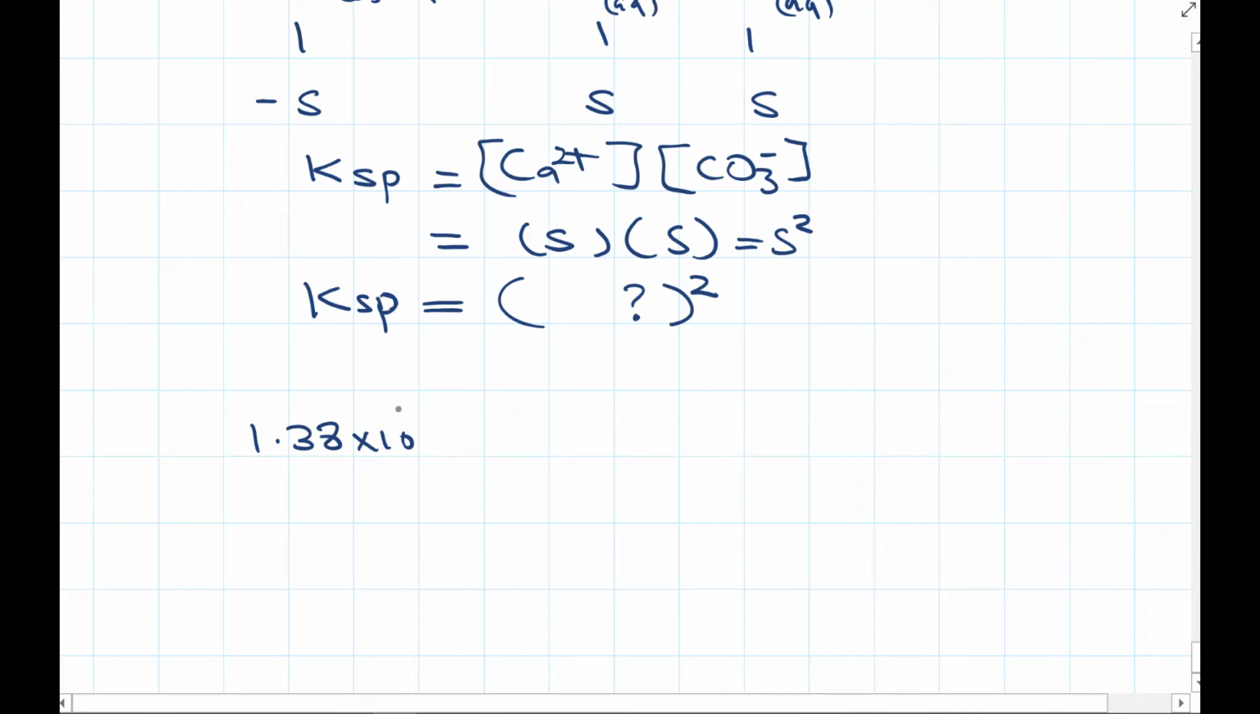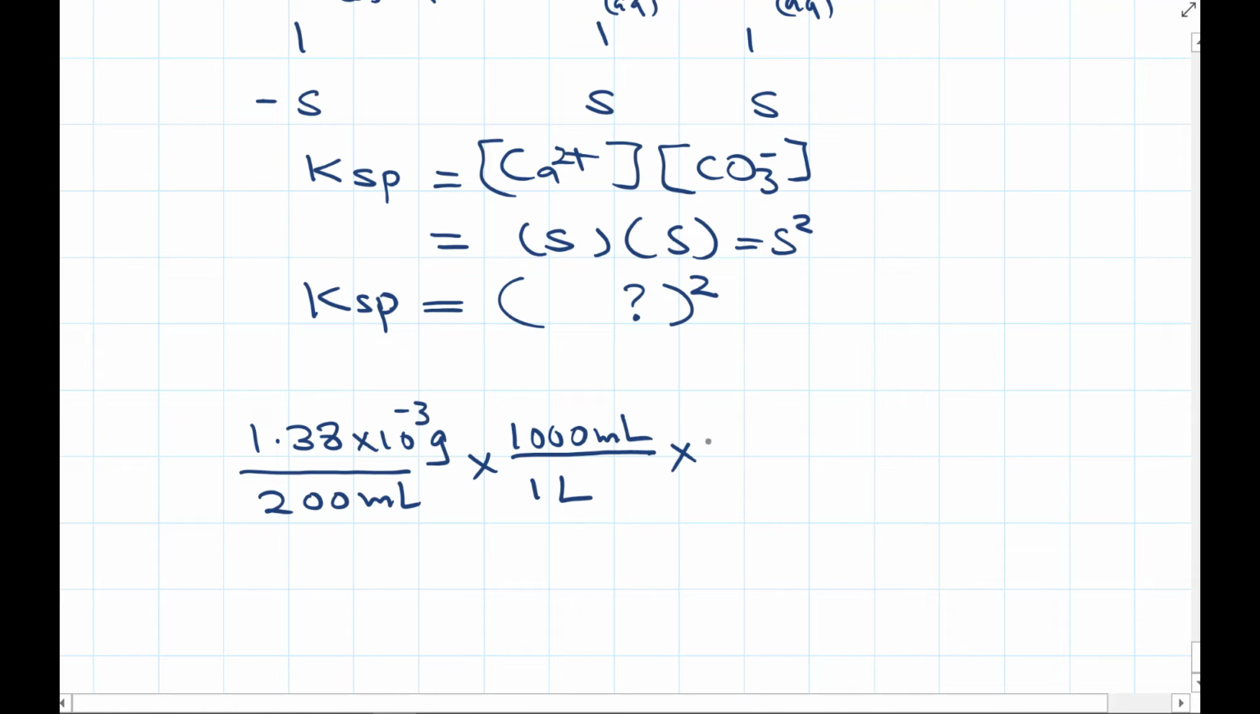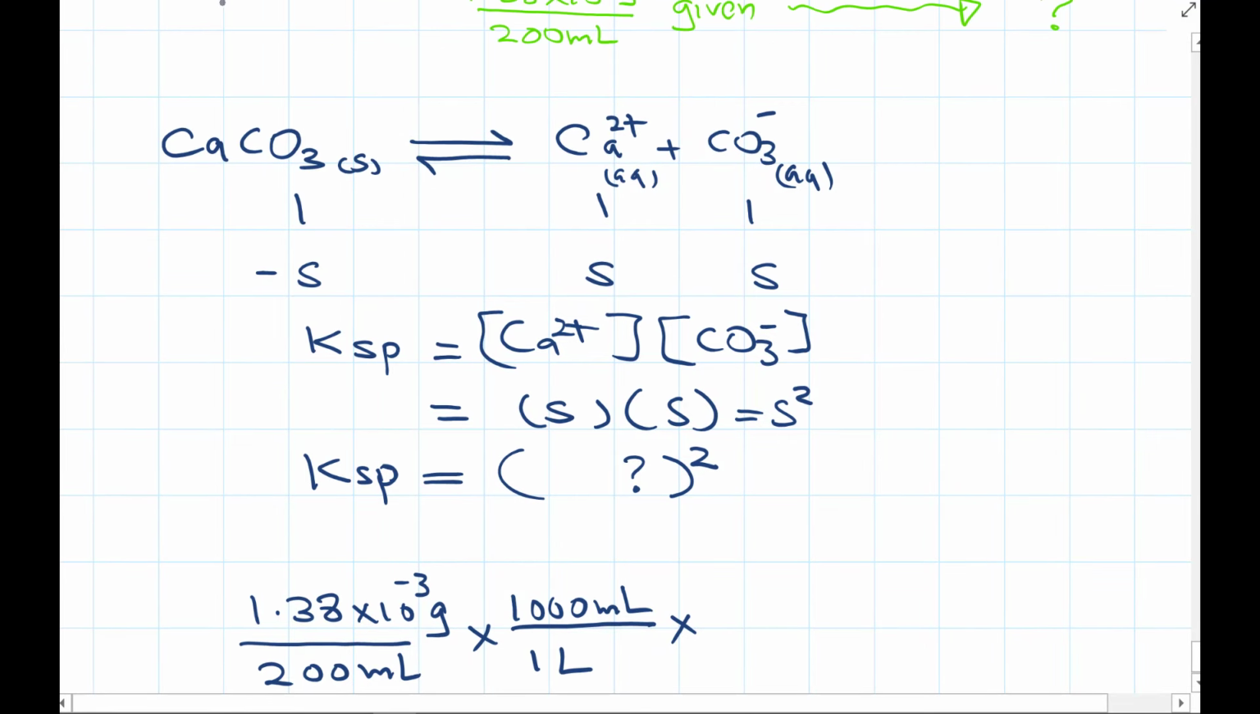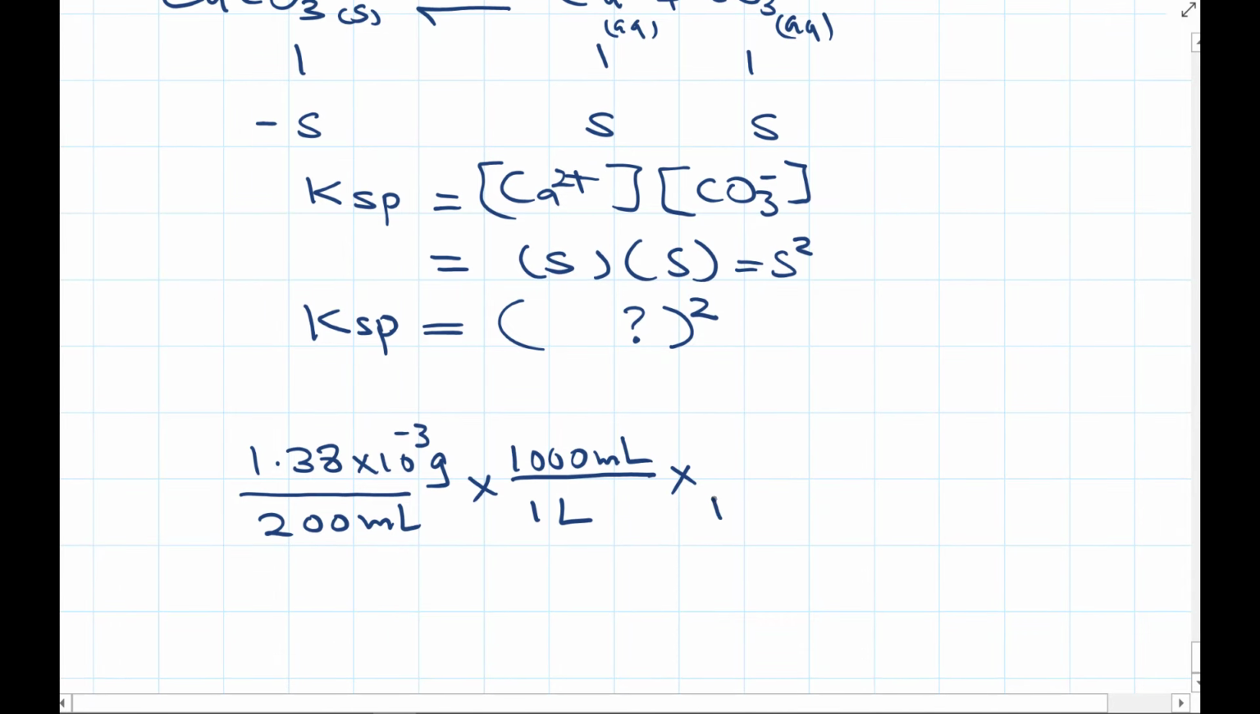We are given 1.38 times 10 to the minus 3 grams in 200 milliliters. 1000 milliliters is 1 liter. And in order to cancel the grams, we need the molar mass. The molar mass of calcium carbonate is 100.1 grams per mole. It's calcium 40, carbon 12, O3 is 48, which comes to 100.1 exactly.